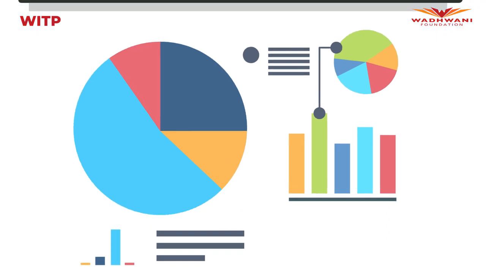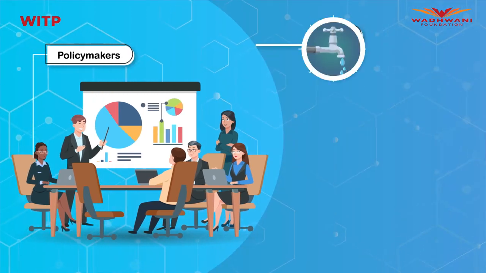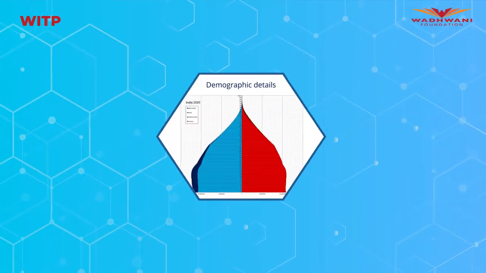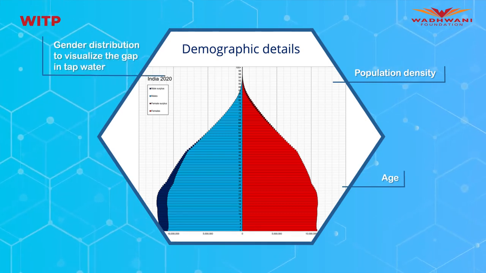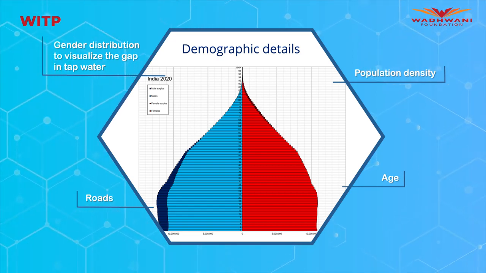Dashboards help with data-driven decision-making and may be used by policymakers to get insights on current infrastructure such as tap water, roads, electricity connections, and demographic details like population density, age, and gender distribution to visualize the gap in tap water, roads, etc., and decide the suitable areas for the focus of infrastructure spends.